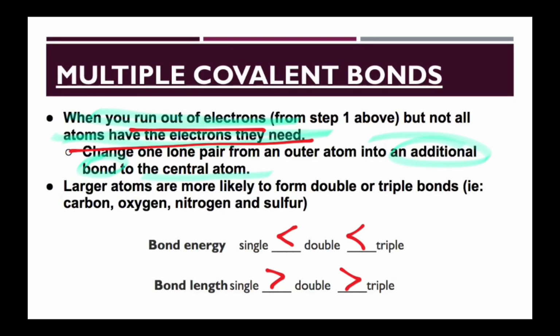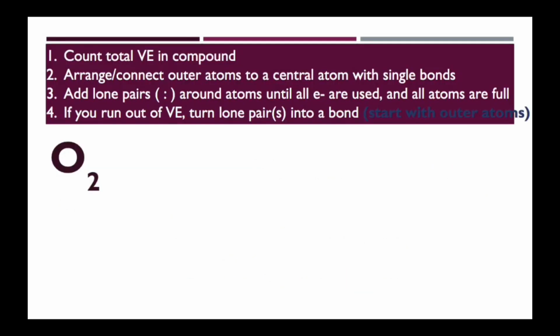So if you have a model kit to play around with, or if you mess around with one of mine here in class, then the triple bonds are going to end up being the shorter bonds, not the longer ones. So let's see some of this in action. I have the same 3 steps up there above, but just a little side note. If I run out of electrons, turn some pairs into a bond.